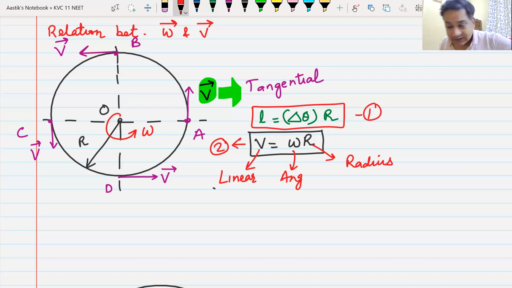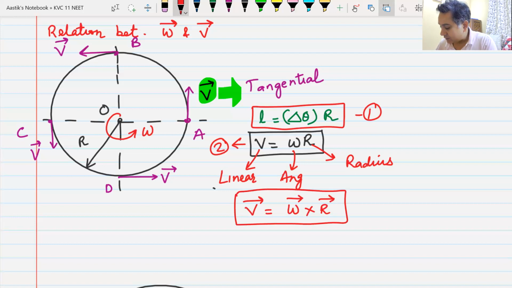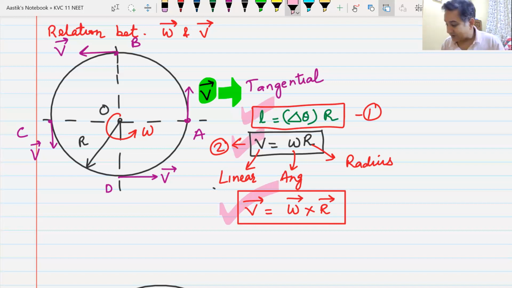There is also a vector relation between them because both omega and V are vectors. So you can just remember this vector relation. It is omega cross R. It is the cross product of omega with R. We will learn more about cross product later on. Right, just now you can just write it because in NEET you will get this straight away as a question, this one or this one or this one. What is the relation between omega and V, alpha and A? You can just write this relation.